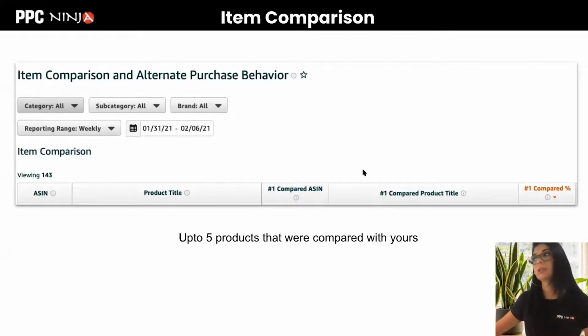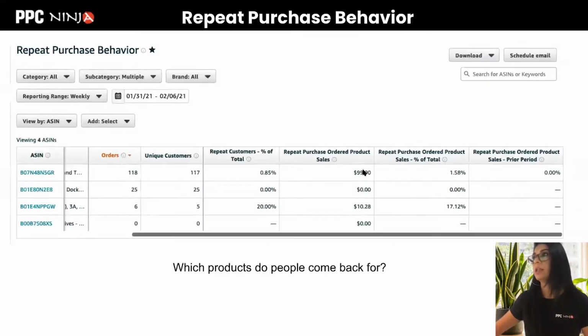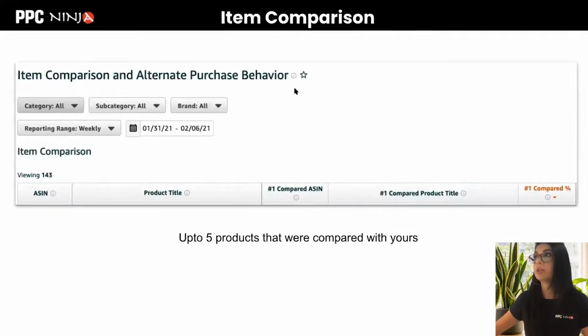And then alternate purchase behavior is similar, except that alternate purchase behavior tells you what are the products that they ended up buying, which means they are stronger competitors that people are leaving your product for. So you should pay attention to those alternative purchases that have happened, so that you can learn from there, see what was different, what was better, and try to emulate that on your listing.